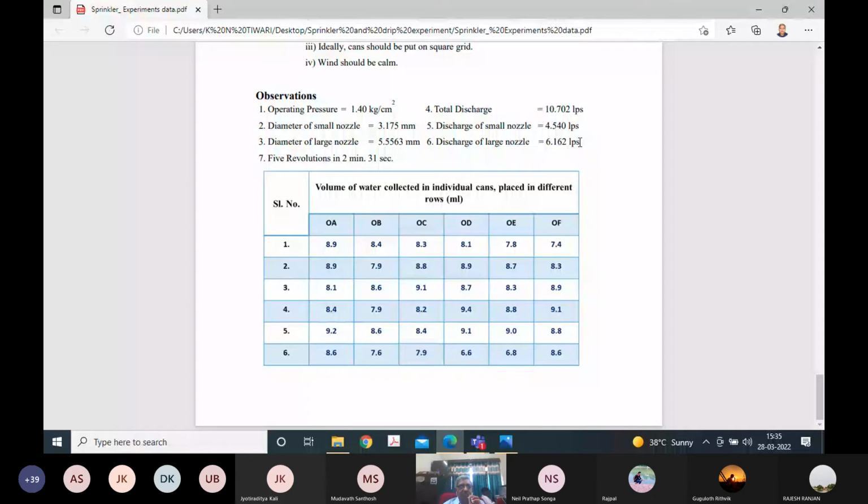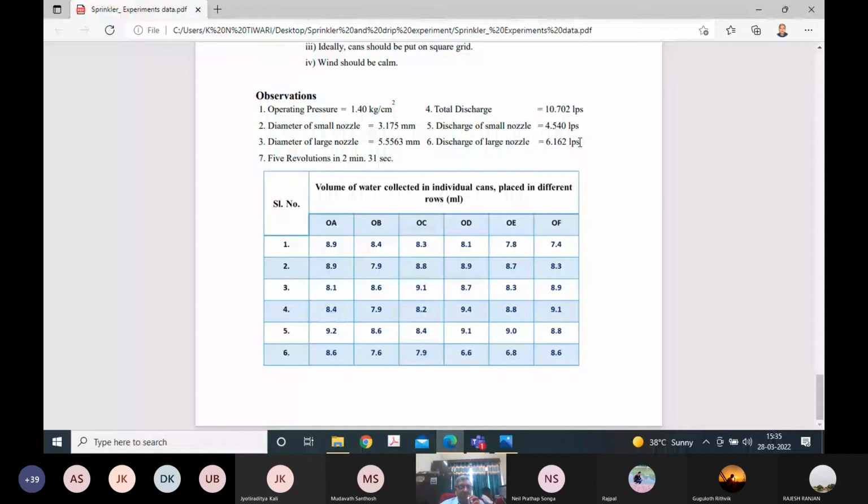Then the next part is your revolutions per minute. The total revolutions, 5 revolutions, took 2 minutes 31 seconds. So you can find out how much the RPM is.